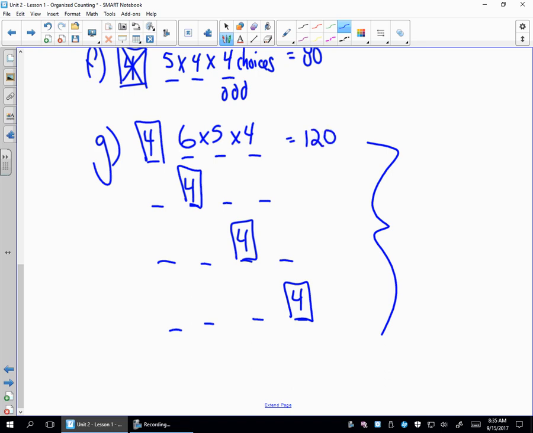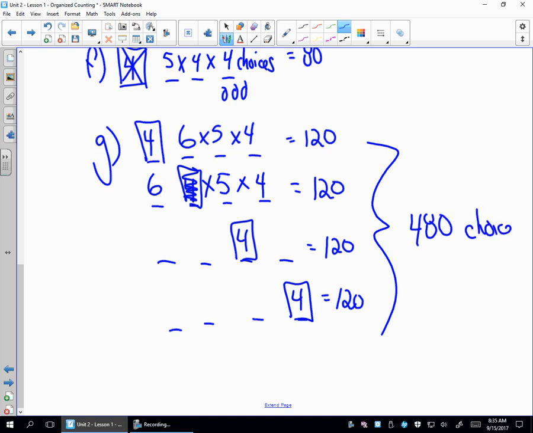If I put the number 4 in the second spot, it doesn't really change the question. There's still 6 choices, and then 5 choices, and then 4 choices. I'm just skipping over this spot because it's been filled in. Again, I got 120. And the same for the third, and the same for the fourth. Altogether, this is going to give us 480 different choices.